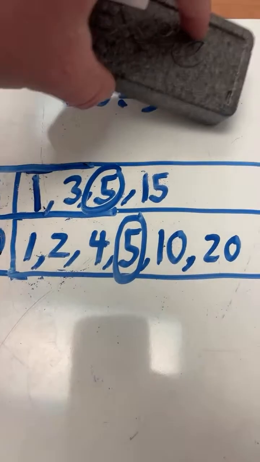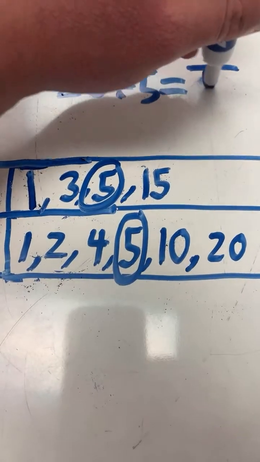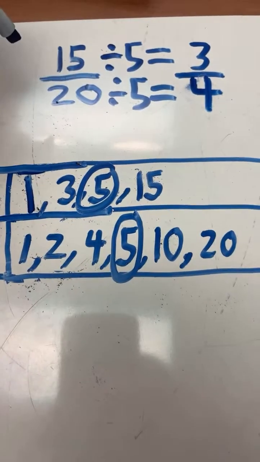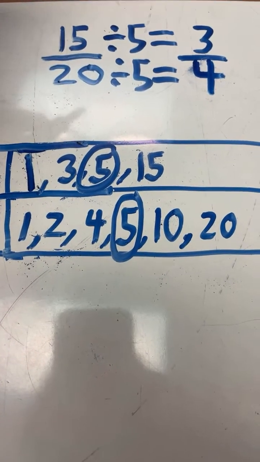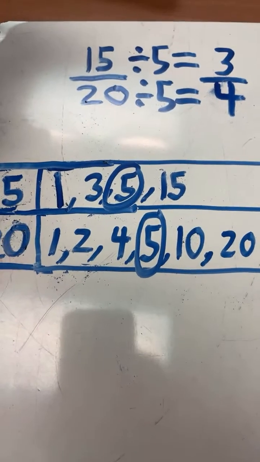Let me make my 4 a little neater. Legibility matters. Legibility is important, everybody. Don't underestimate the power of neatness. All right. 15/20ths reduced to lowest terms equals 3/4.